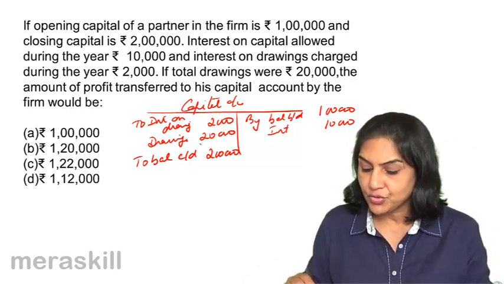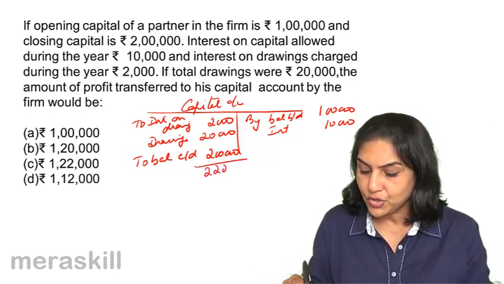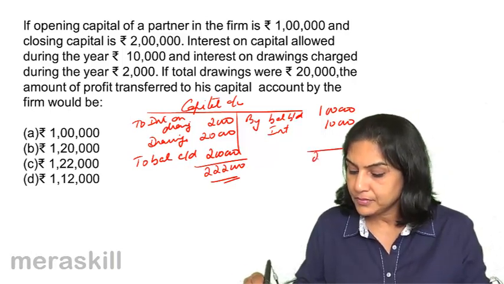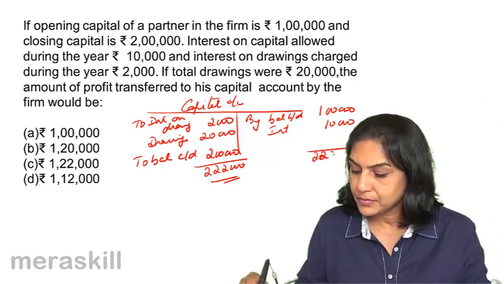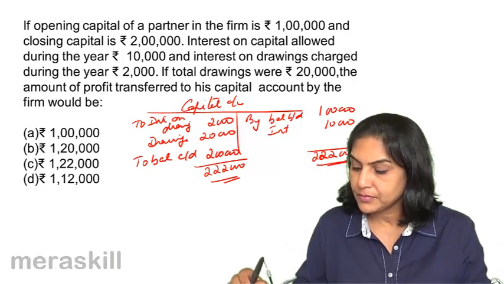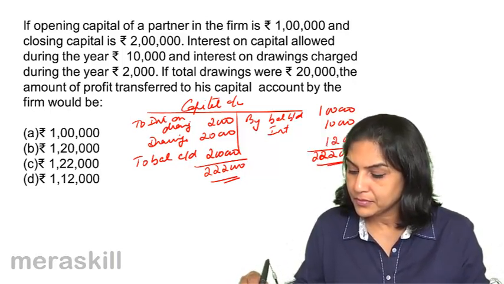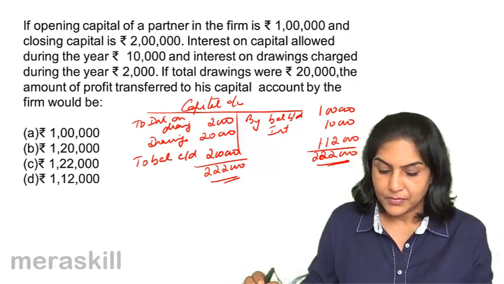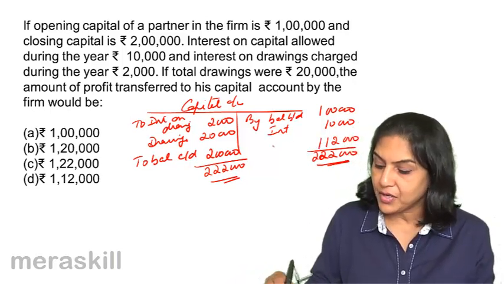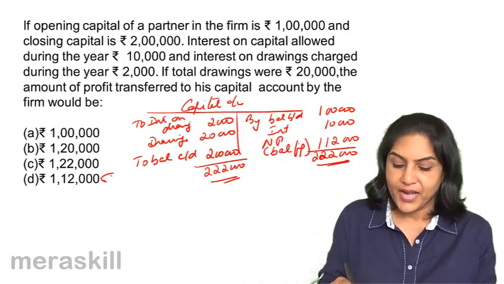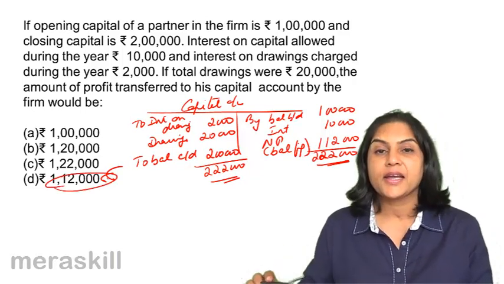Closing capital is 2 lakh. So the balancing figure, if we see, the total is 2,22,000. 1,12,000 should be the net profit balancing figure. 1,12,000 should be the correct answer.